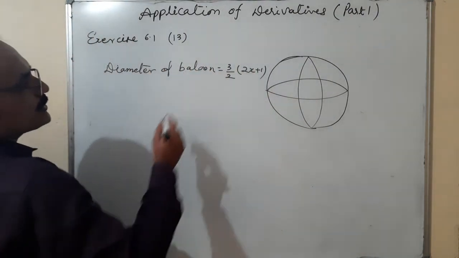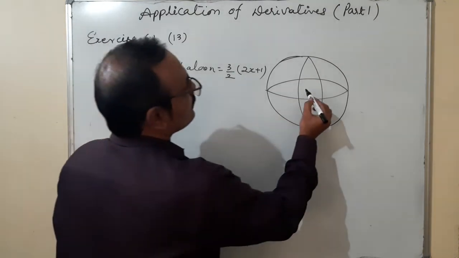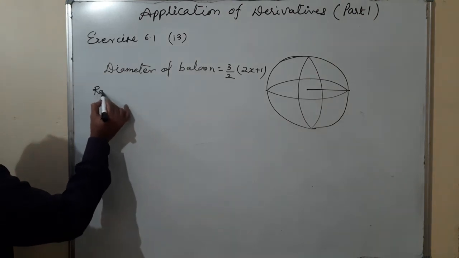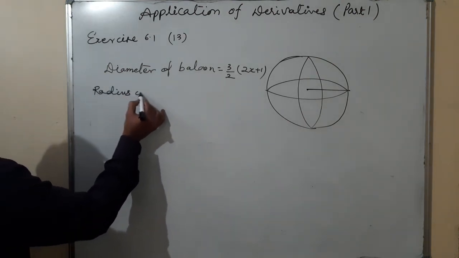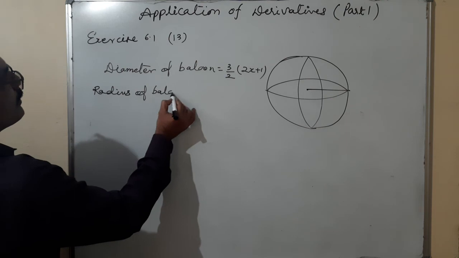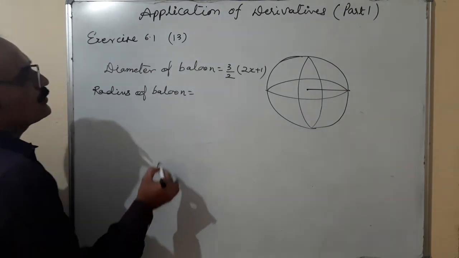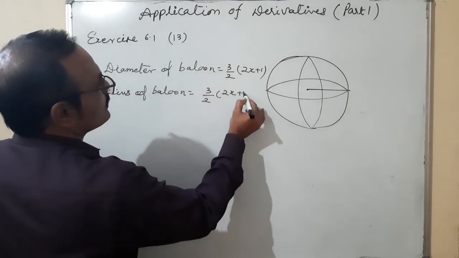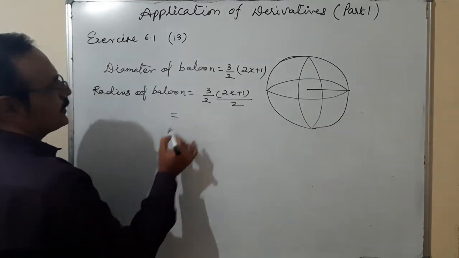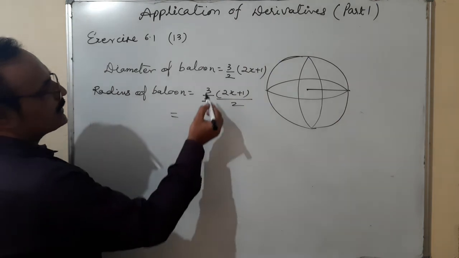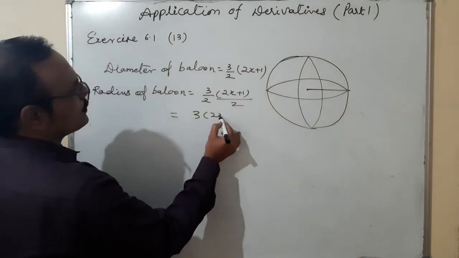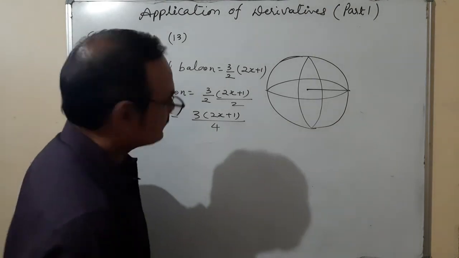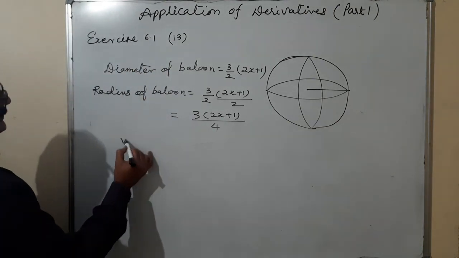So the diameter of the balloon is 3 upon 2, 2x plus 1. And the radius of the balloon is equal to 3 upon 2, 2x plus 1, divided by 2, since you know the radius is half of the diameter. So right here it is 3 times 2x plus 1 upon 4. Okay, this is the volume of a sphere.